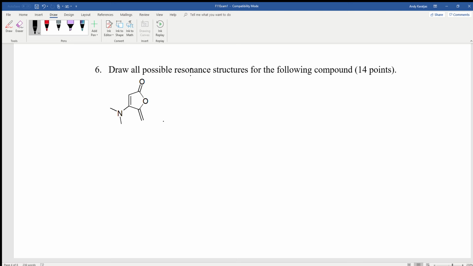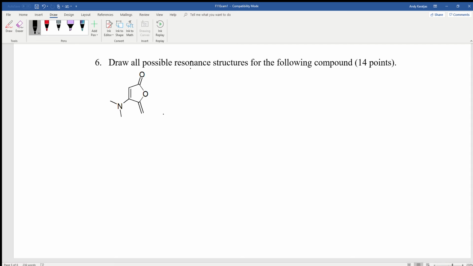So as we've seen many times before, one of the easiest ways to start is by taking the pi electrons in a carbonyl and shifting them up onto oxygen. That'll give us a single bond here and plus and minus charges on the oxygen and the carbon.